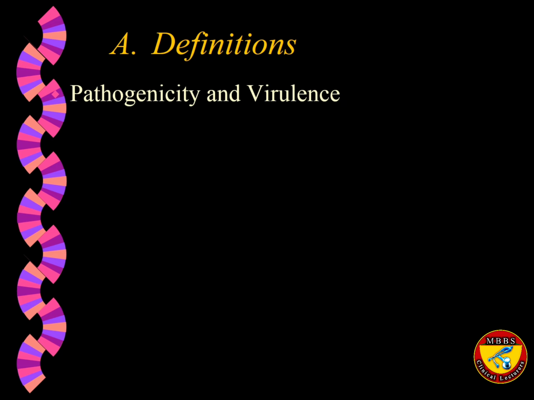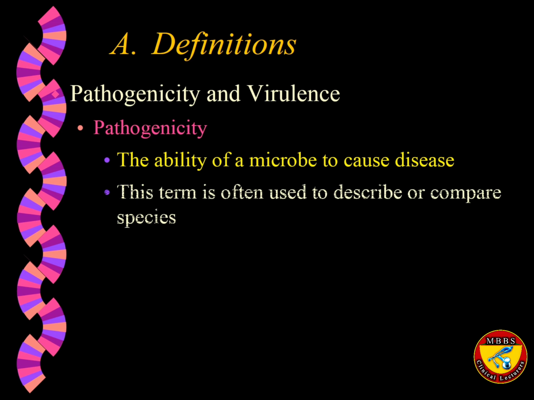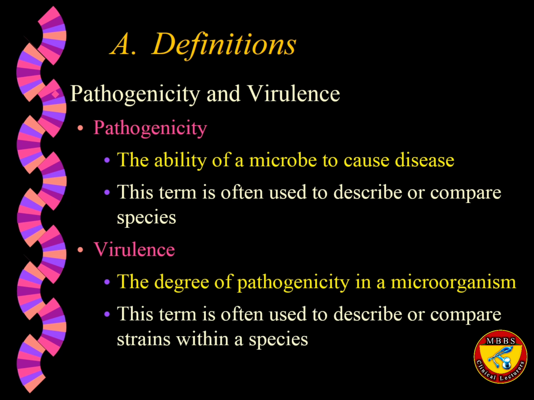Then, what is pathogenicity and virulence? Pathogenicity is a trait of a microbe to cause disease. It's the ability of a microbe to cause disease. And this term is often used to describe or compare different species of microorganisms. On the other hand, virulence is the degree of pathogenicity in a microorganism, and this term is used to describe or compare the different strains within a species. It will become clear as we move on.